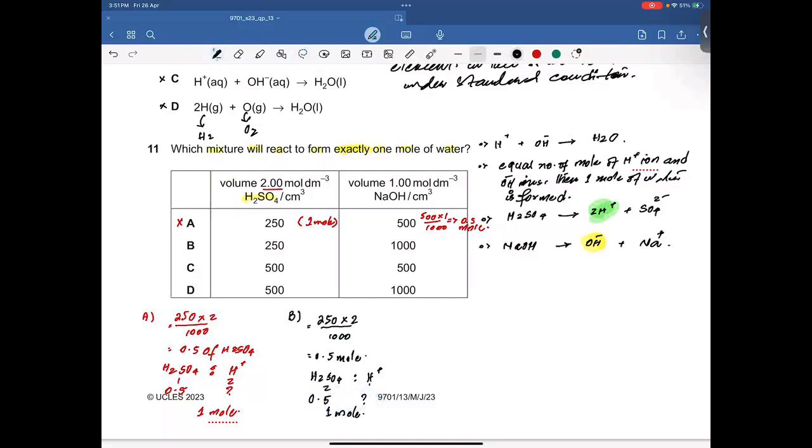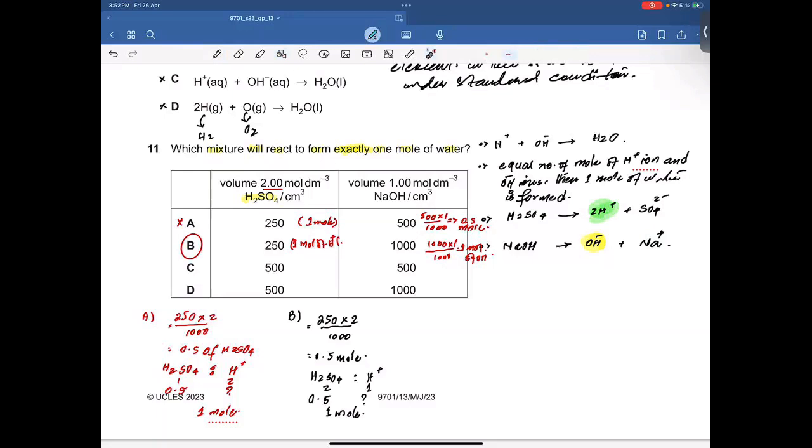This is 2:1. Okay, but this is 1 mole again. 1 mole hydrogen ion. Let's talk about this one. This is 1000 into 1 divided by 1000. Obviously, it's going to be 1 mole. So from here, I'll get the 1 mole of hydroxide ions. From there, I will get the 1 mole of hydrogen ions, which means B is going to be the right answer because we are getting the equal number of moles in both the values.